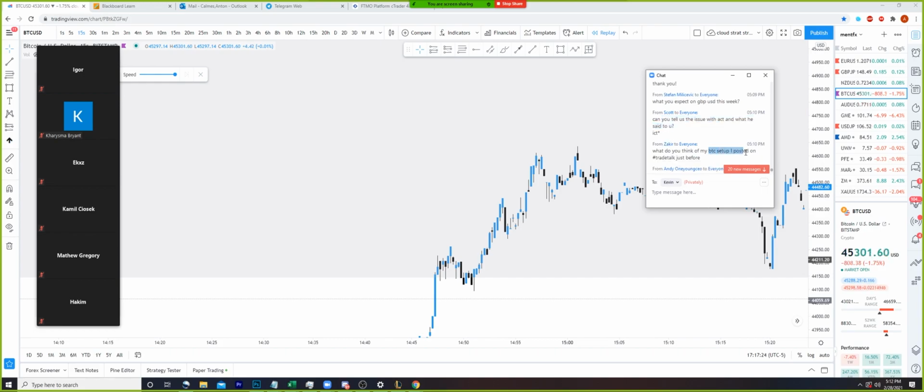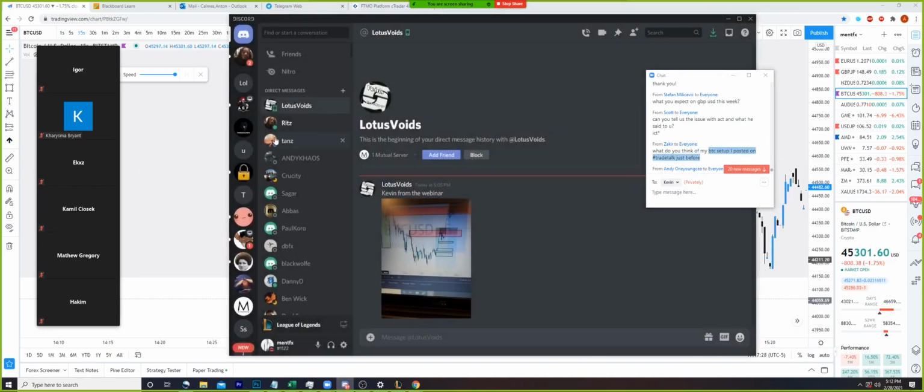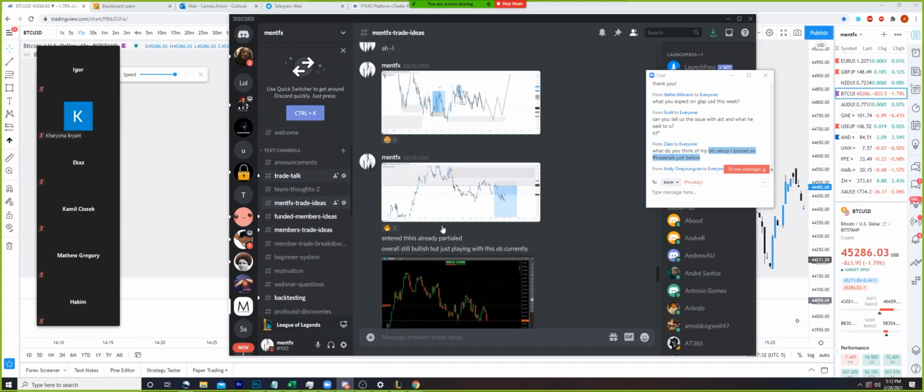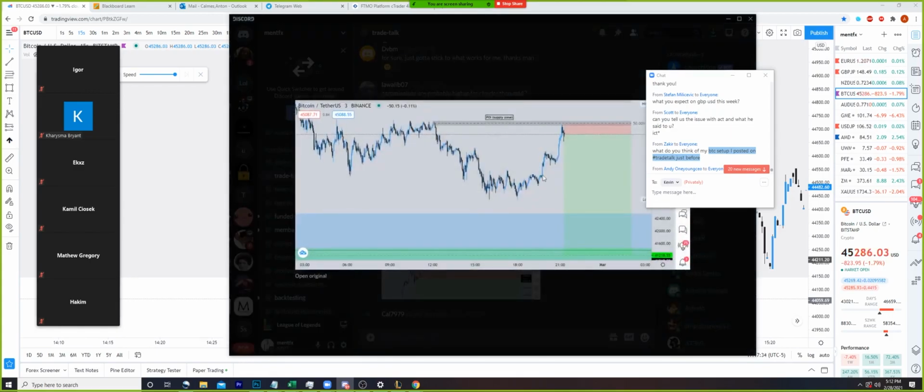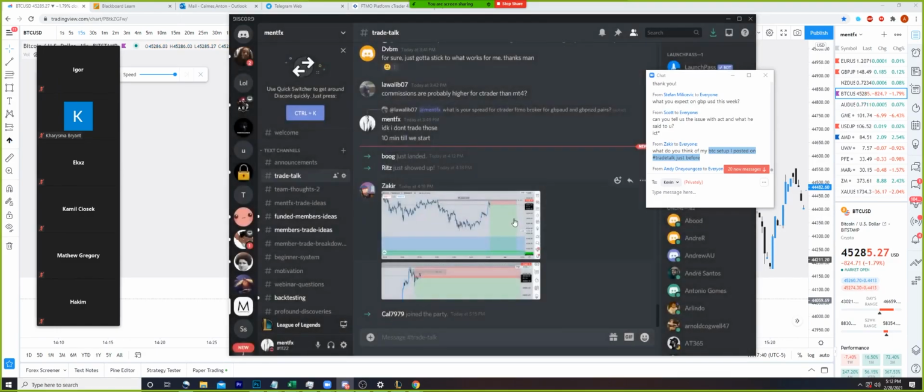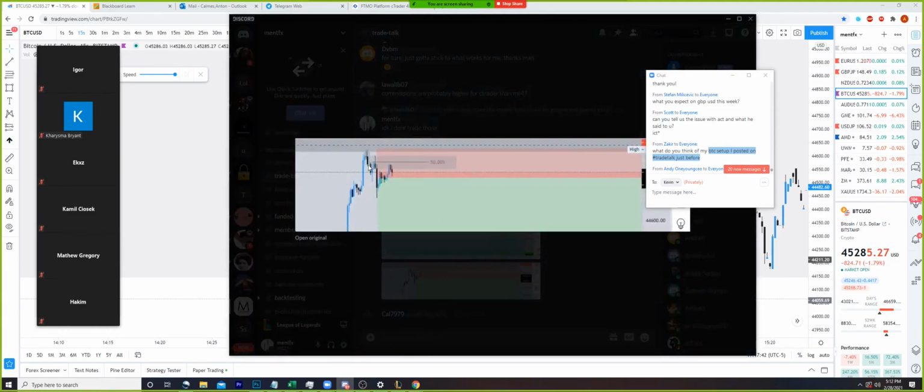What do you think of my Bitcoin setup? I posted in Trade Talk just before. Let's take a quick look at that as well. Why not? Let's go into Trade Talk. Here we go. You have a supply zone here. Yeah, we just looked at that supply zone. It might be fine. You already have an entry. I don't know 100% yet, so we'll take a look.